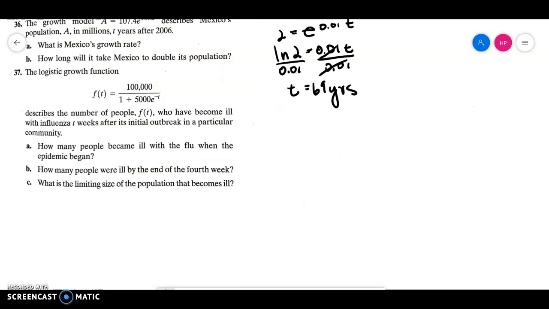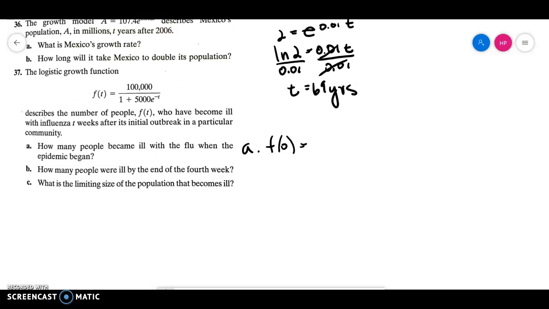So 37 is the last question, and this is something we haven't spent a lot of time with, but that you should recognize, the logistic growth function. This one in particular is talking about a flu outbreak and how many people become ill so many weeks after it had initially happened. So for part A, when it began, this is very much like what we did with number 1 and 2. The time would be at 0.